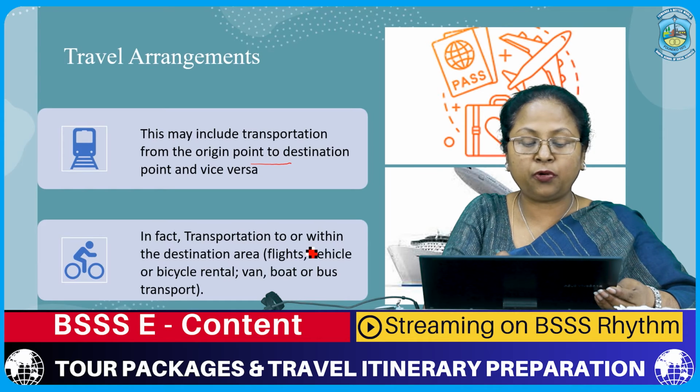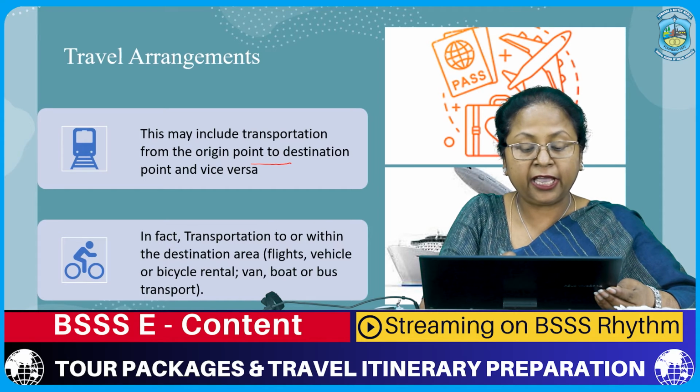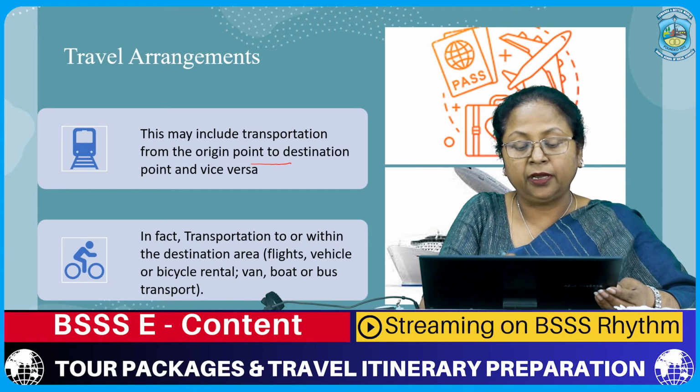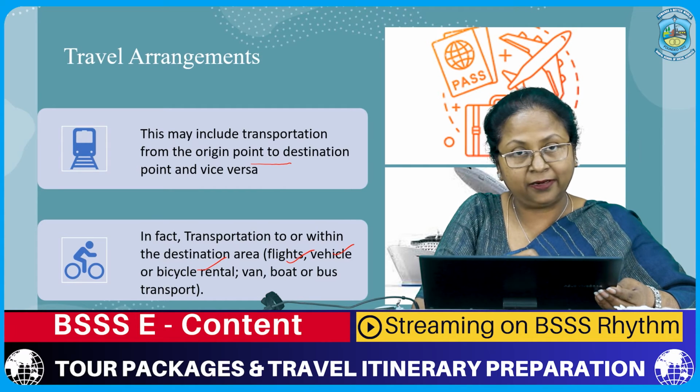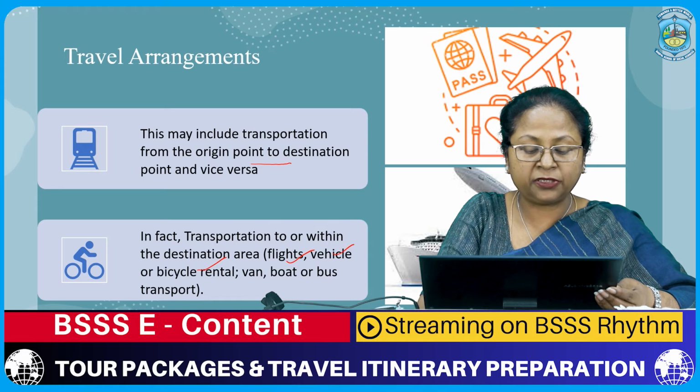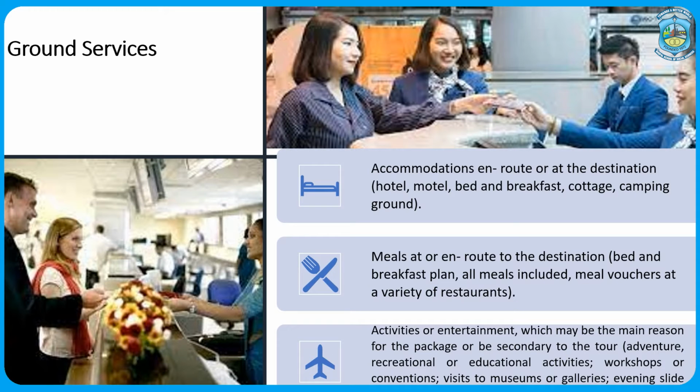Transportation to or within the destination area could be a flight, vehicle or bicycle rental, van, boat or bus transport. Ground services, that is accommodation. In accommodation, en route or at the destination or at a particular tourist attraction, hotels, motels, bed and breakfast, cottages and camping grounds are arranged.